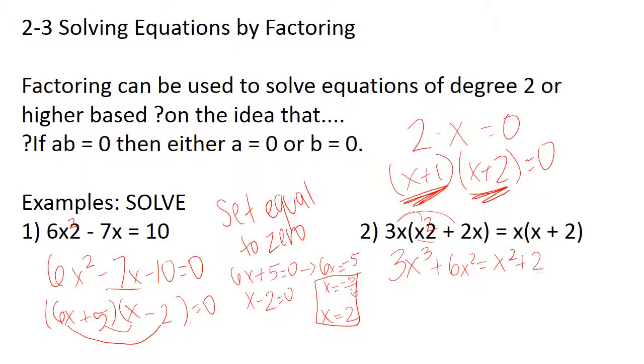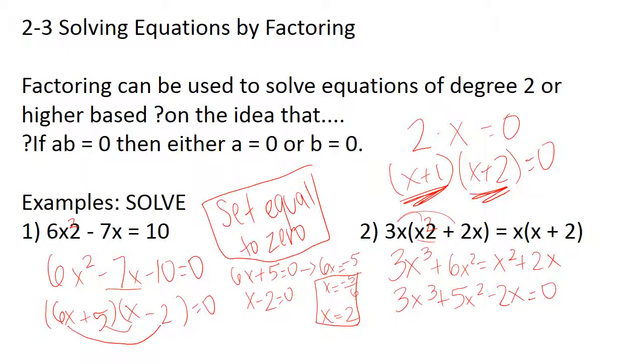Now we're going to bring everything over to one side, set the equation equal to 0. So I could subtract x squared from both sides as well as subtract a 2x. So I'd have 3x cubed plus 6x squared minus x squared would give me 5x squared minus 2x equals 0.